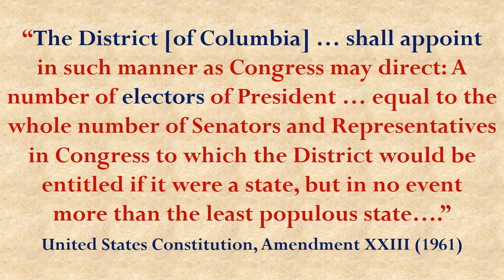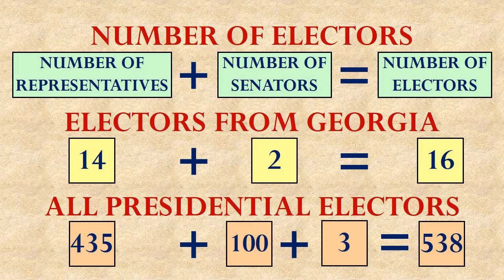We need to add that into our formula for the total number of electors in the country. So now all the presidential electors includes the 435 from the House, the 100 from the Senate, and then those 3 extra from Washington, D.C. So it's actually 538 electors that choose the President of the United States.